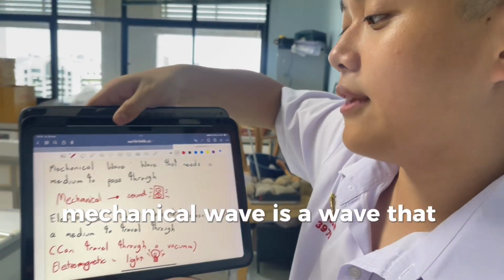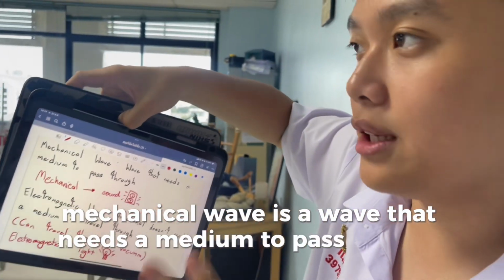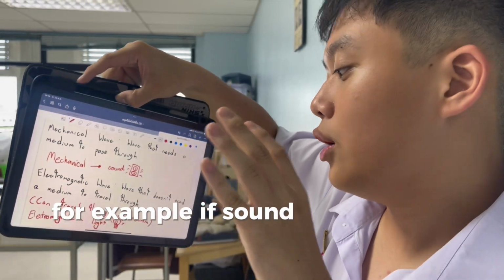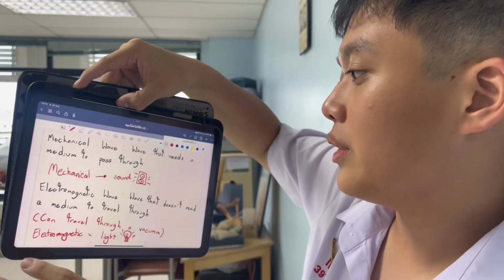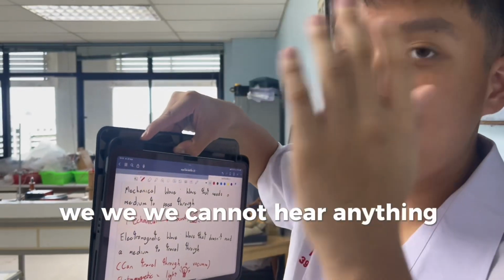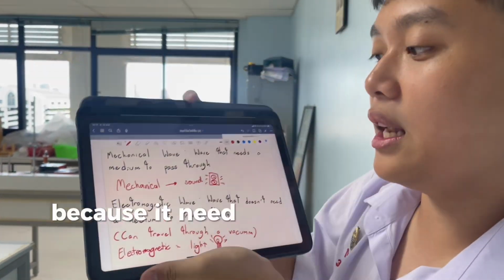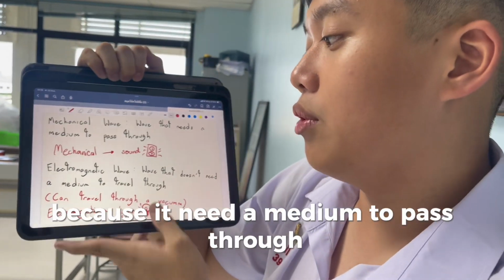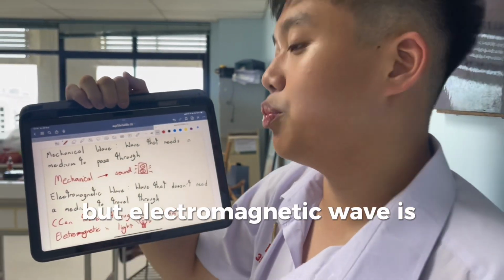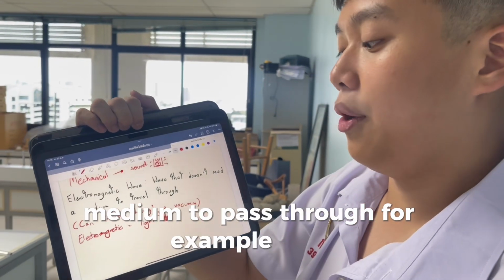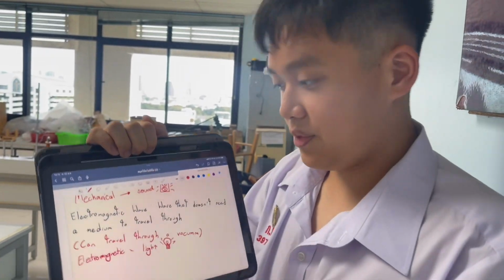A mechanical wave is a wave that needs a medium to pass through. For example, if sound goes through a vacuum, we cannot hear anything because it can't pass through, because it needs a medium to pass through. But an electromagnetic wave is a wave that doesn't need a medium to pass through. For example, light.